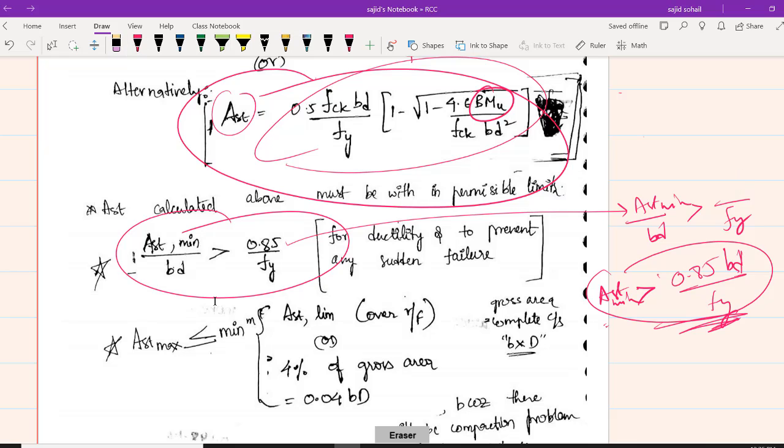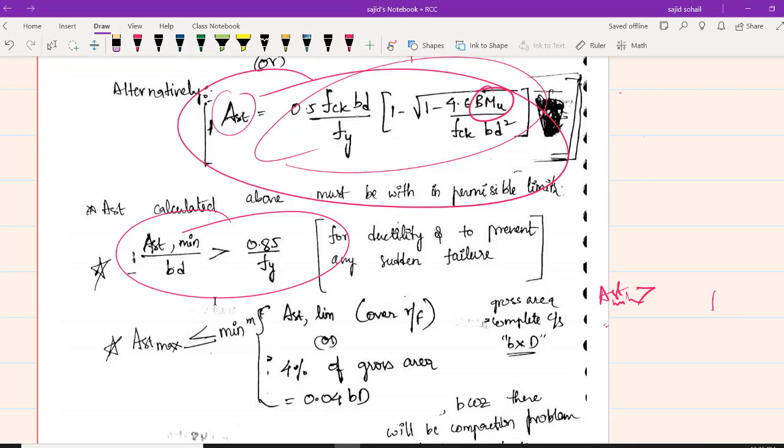And there is also one maximum limit. The maximum limit is based on your compaction. See what you are doing. If you look from the top, let us say you are making a column, you will see steel bars like this while you are constructing. If you have a lot of steel bars, then compaction of the concrete in the spaces between the reinforcement gets very difficult. So a proper bond will not form.